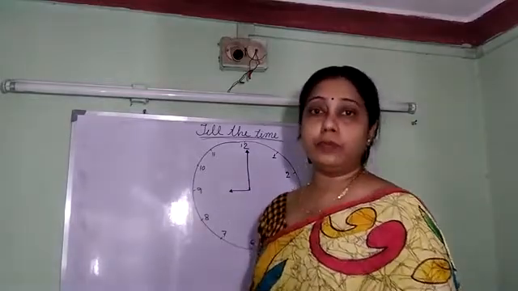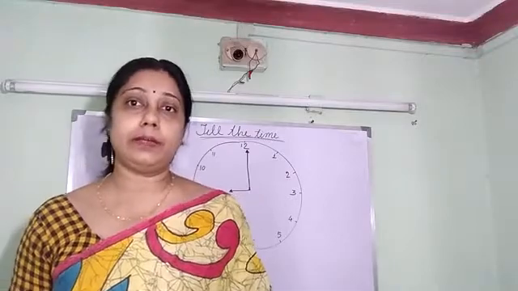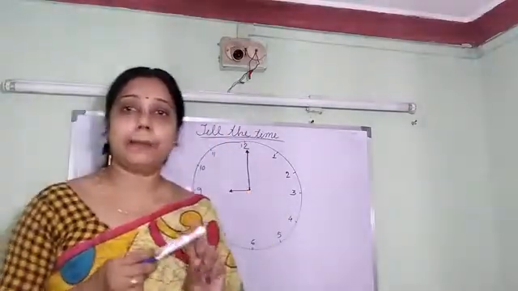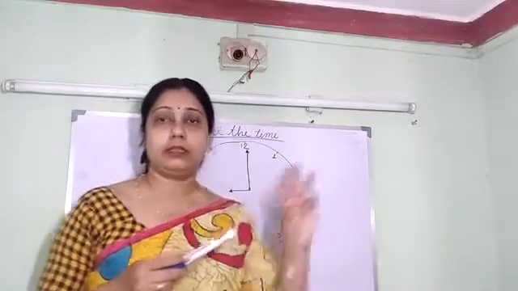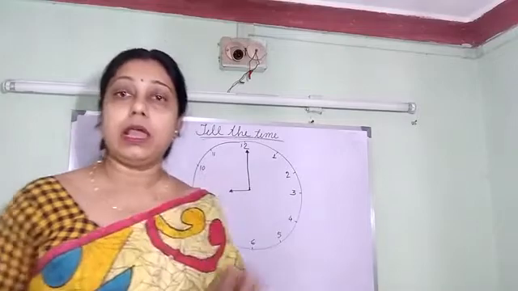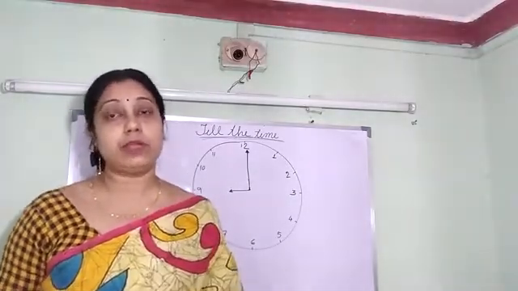So many of you told me to revise this chapter again, so I'm going to revise this chapter again. Please follow the board for o'clock, half past and quarter past. These are the three topics. How will we recognize the time if it is given to write?